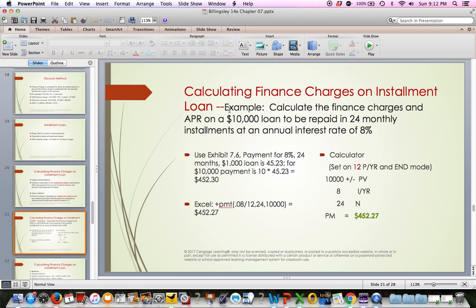Some examples of calculating finance charges on installment loans: calculate the finance charges and APR on a $10,000 loan to be repaid in 24 monthly installments at an annual rate of 8%, using Exhibit 7.6 from your book. For 8%, 24 months, on a $1,000 loan, a factor of 45.23 is given, so for a $10,000 loan the payment is 10 times 45.23, which is $452.30 for your payment. You can use the PMT formula in Excel to come up with the same thing, or you could use your financial calculator. So there are 3 ways to compute this: factors from the present value, future value tables in the back of the book, Excel, or a financial calculator.